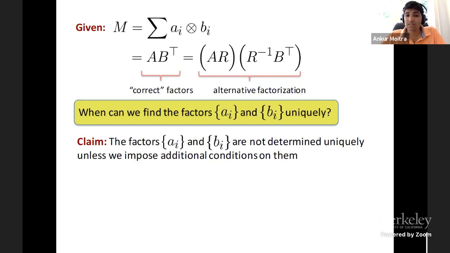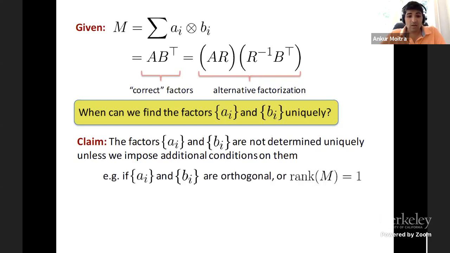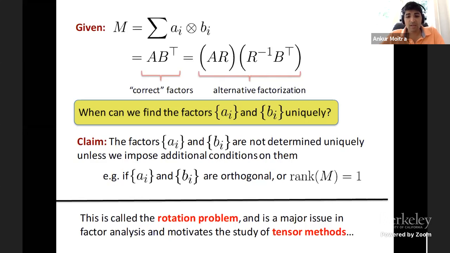You need very strong conditions on these factors in order to determine them just from M. In fact, what you need are things like the A sub i's and B sub i's being orthogonal, or you need that the rank of the matrix M is 1. And these are actually the only conditions under which you can recover these factors uniquely from a matrix. So this in factor analysis is a major problem. It's called the rotation problem. You can take a valid factorization that you wanted to find and you can rotate it, and that might be the factorization you find, something that's not readily interpretable.